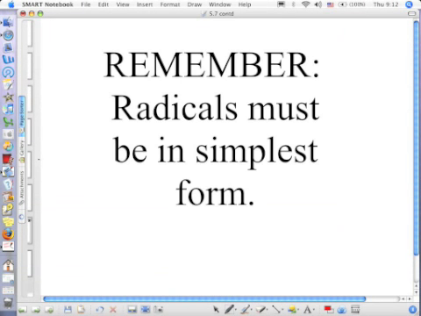Don't start writing yet. Just pay attention. Okay? First thing I want you to remember is that radicals must be in simplest form, which means under the radical, if there's anything that can be pulled out, you've got to pull it out. And you can't leave the radical in the denominator of a fraction.